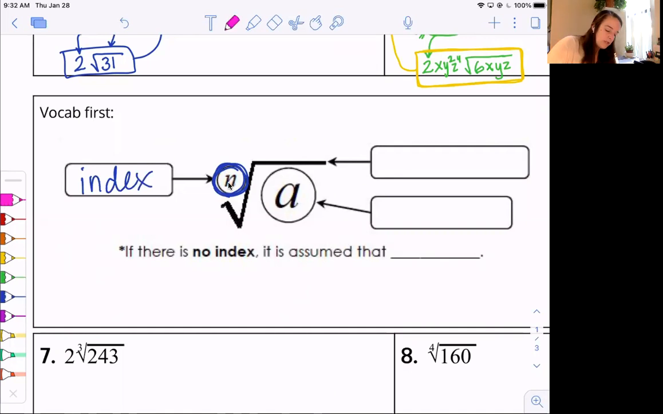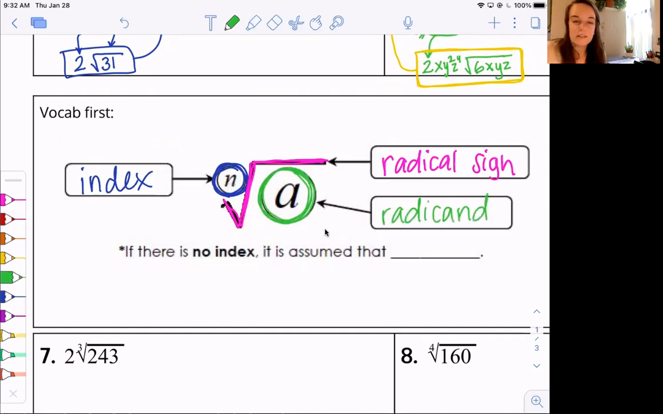The square root sign, it's not always a square root. Sometimes it's a cube root, sometimes it is a 4th root. So that sign is called the radical sign. And then anything that is inside is called the radicand. That thing is the radicand.